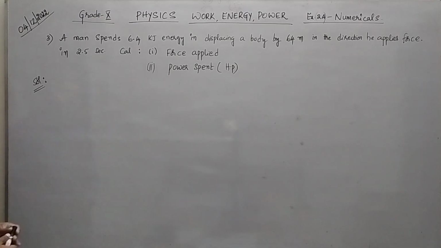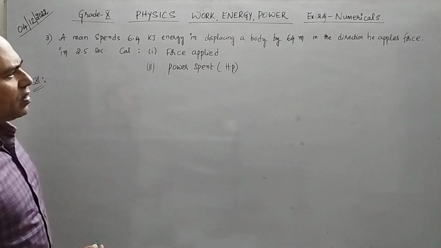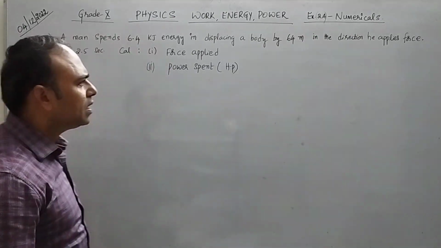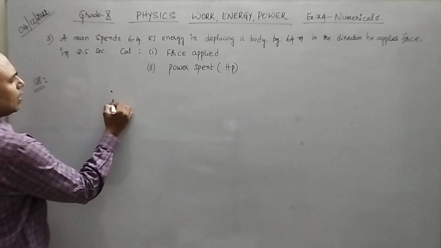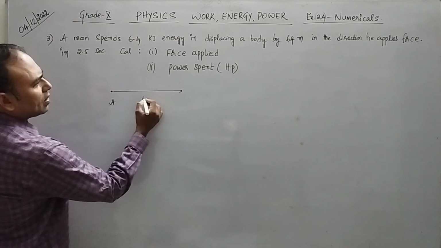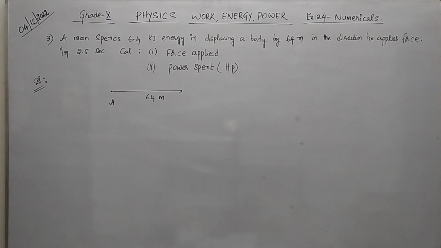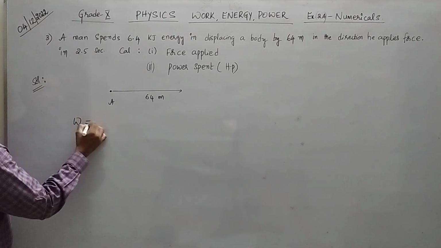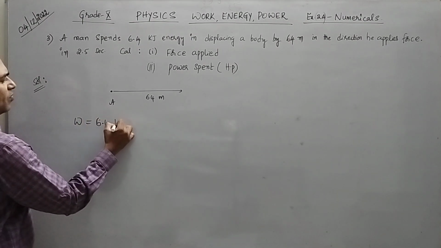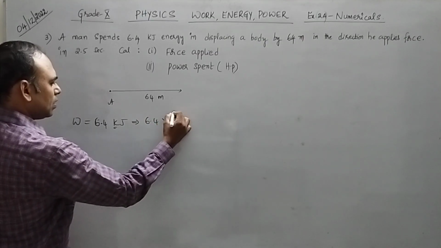Next, question number 3. A man spends 6.4 kilojoules of energy in displacing a body by 64 meters in the direction he applies force. Let us take, he is taking a body from this position A and the displacement is 64 meters, in the same direction. Force is applied and he spends about 6.4 kilojoules. So hence we can say that work is 6.4 kilojoule. Kilo we can convert into 10 to the power of 3 joules.